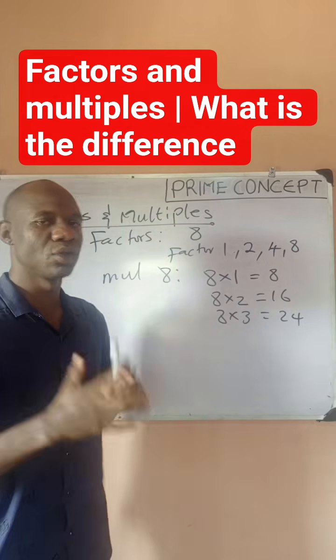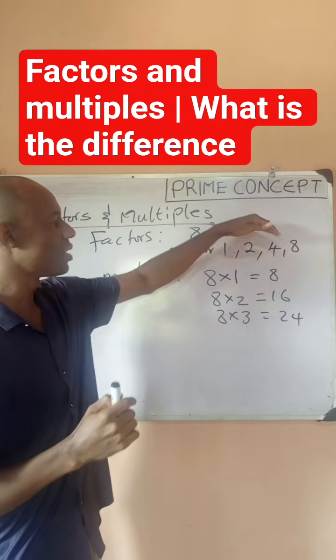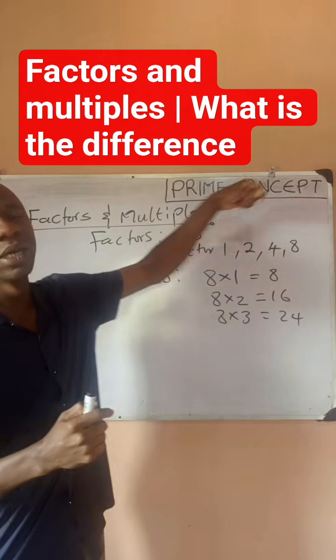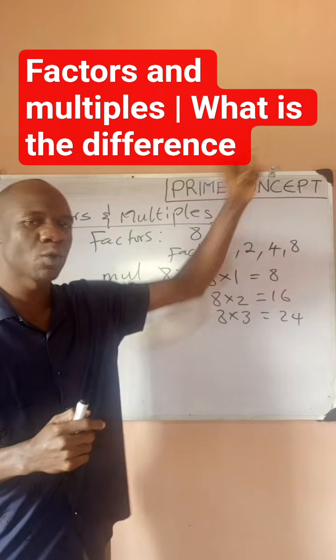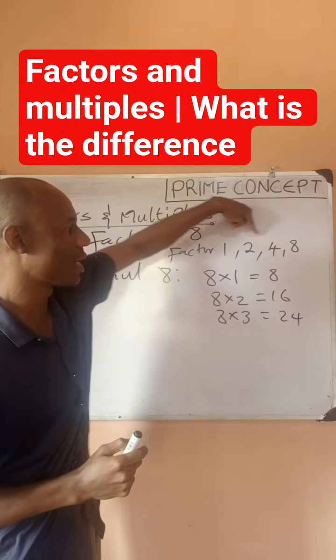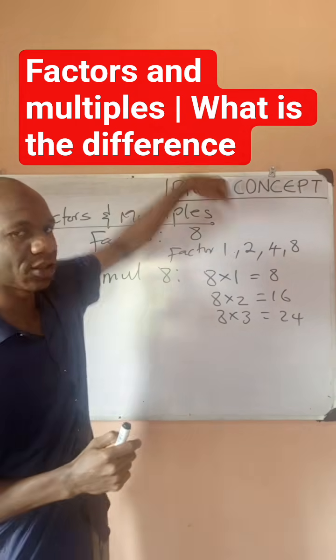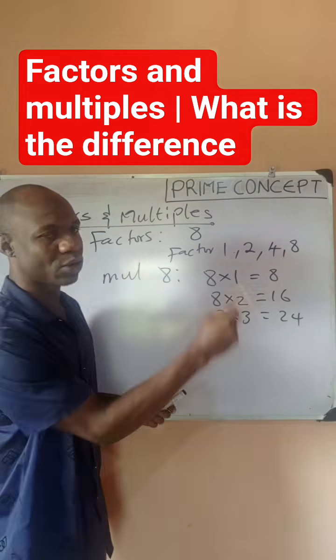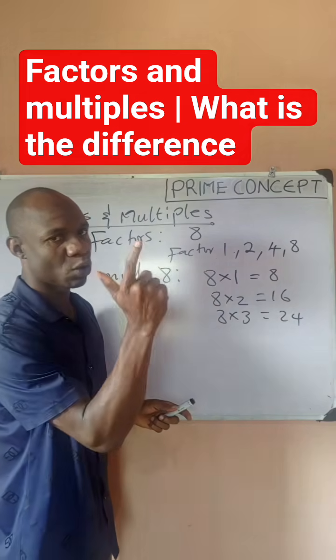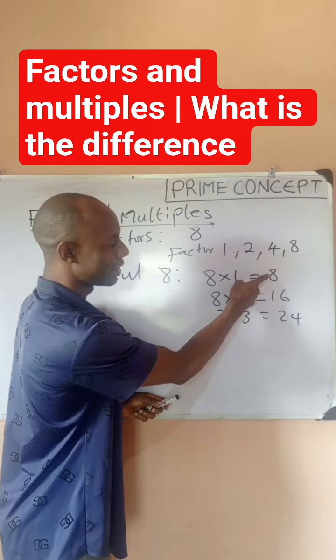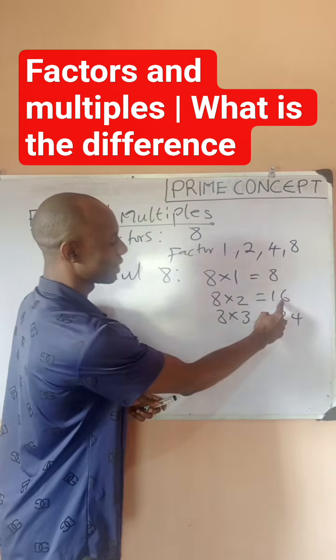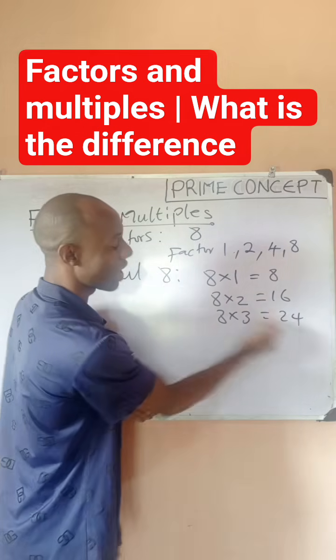Different from factors, one of the things you should know about factors is that the factors of a number would always be less than or equal to that number. Just like you can see 1, 2, 4, and 8, less than or equal to that number. But the multiples of a number would be greater than or equal to that number. Just like you can see 8 is a multiple of 8, 16 is a multiple of 8, 24, and so on.